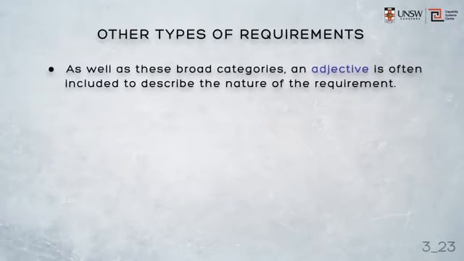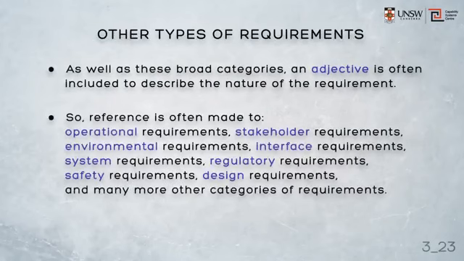Now, as well as the broad categories of functional and non-functional, there are lots of other adjectives used to describe the nature of a requirement. So you'll often hear reference to things like operational requirements, stakeholder requirements, environmental requirements, interface requirements, system requirements, regulatory requirements, safety requirements, design requirements, and many, many more categories. Largely, though, these are simply ways in which we might group them so we can make some sensible use of them.